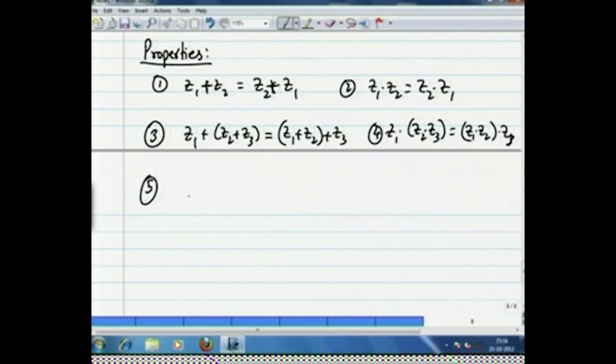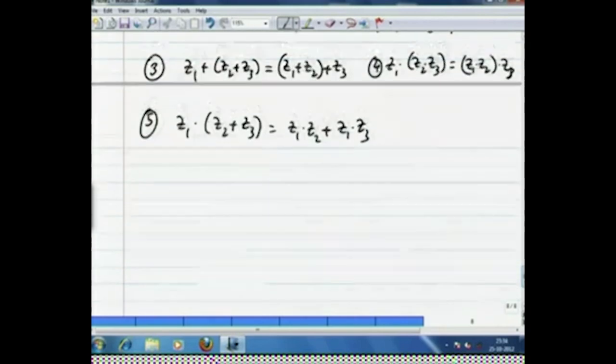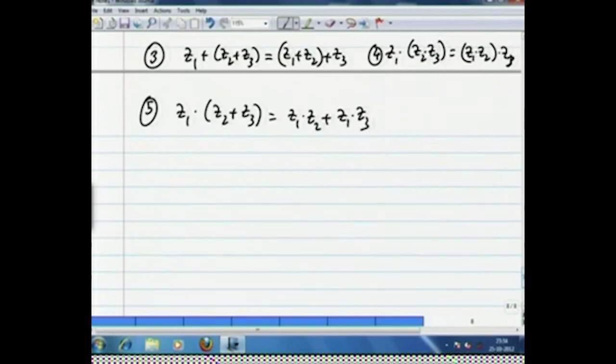Okay. And 5: z1 times (z2 plus z3). So, multiplication distributes over addition. So, z1 times (z2 plus z3) is the same as z1 times z2 plus z1 times z3. Notice that addition does not distribute over multiplication. So it is not true that z1 plus z2 times z3 is (z1 plus z2) times (z1 plus z3). So, this is multiplication distributing over addition.